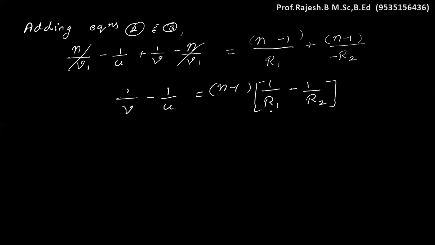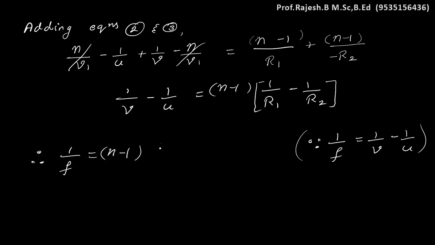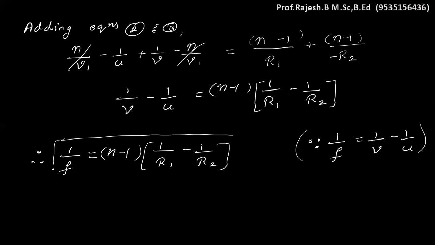Right? Since from the thin lens formula, we know that 1 by F is equal to 1 by V minus 1 by U. Therefore, I can write this as 1 by F is equal to N minus 1 times 1 by R1 minus 1 by R2. So this is the lens maker's formula. We also call it Newton's lens maker's formula. Yeah, please copy this.